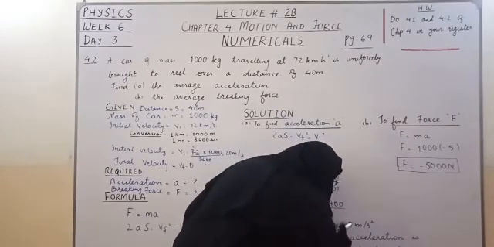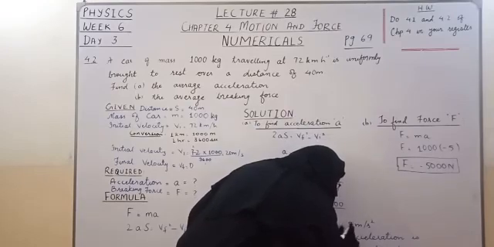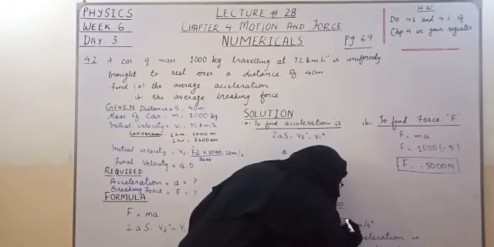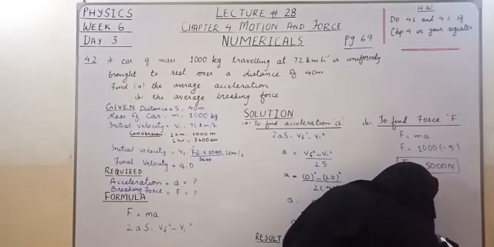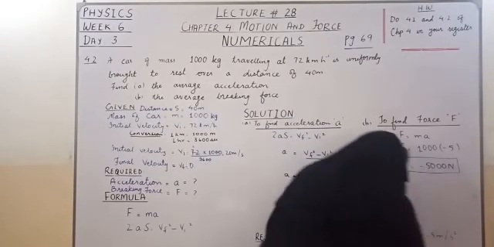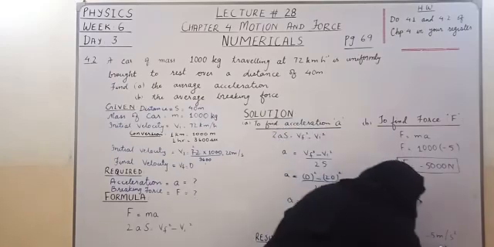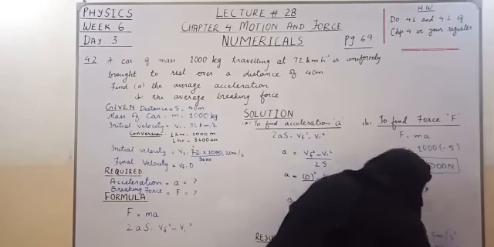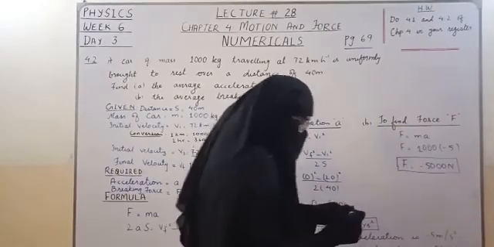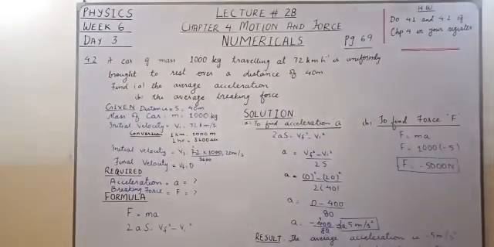You have to write down the final answers in the bracket. A is equal to this, and then you write down that the average acceleration is -5 meter per second square and the average braking force is 5000 Newton. Don't forget to write down the units because units are very important to represent the number.